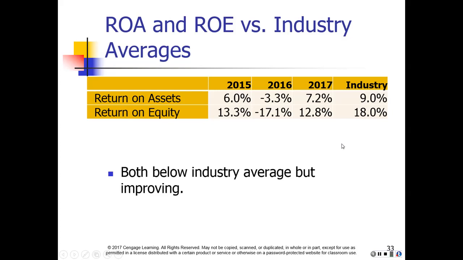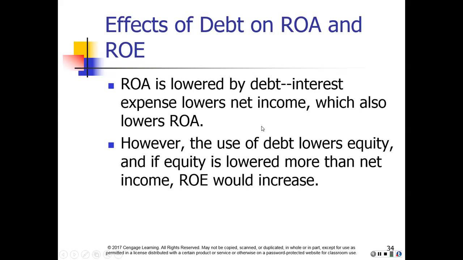So there's still room for improvement, but at least they tell us that the company is going to be profitable. So return on assets is lowered by debt. Interest expense lowers net income, right? Net income, the bottom line of the income statement, is impacted by interest payments. So if the company has a lot of debt, there'll be a lot of interest expense, and the net income will be lower. So the return on assets will be lower.